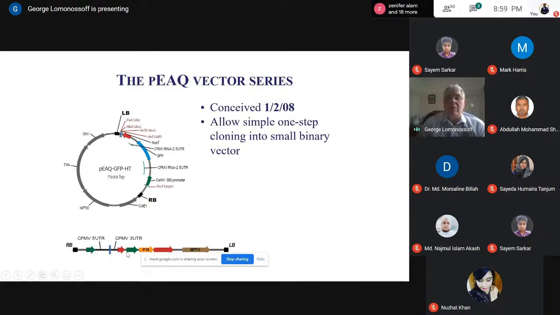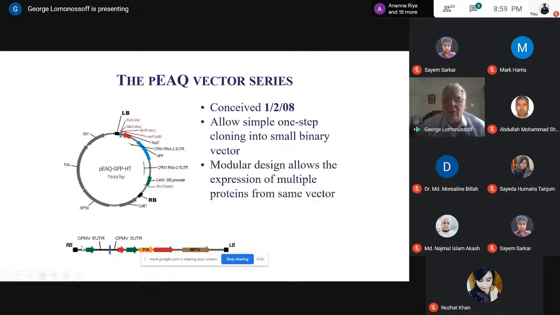You obviously need a promoter for expression and a terminator, and we also put on here a suppressor of gene silencing, and this is, for those of you who know your agrobacterium vectors, you need a right and left border to get the integration events. And you can put modules of these things, line them up on the same tDNA for co-expression of proteins from the same vector.